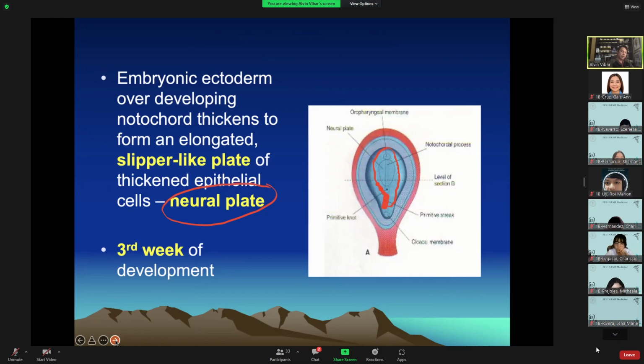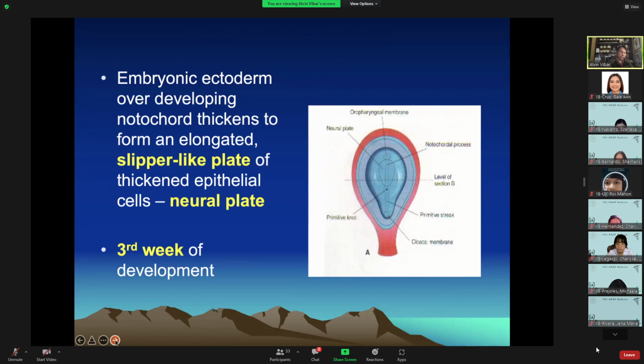The answer is ectoderm. The embryonic ectoderm over the developing notochord will start to thicken to form an elongated slipper-like plate of thickened epithelial cells. And we're going to call it the neural plate. The formation starts at the third week of human development. So again, neural plate formation, coming from ectoderm, third week of human development.